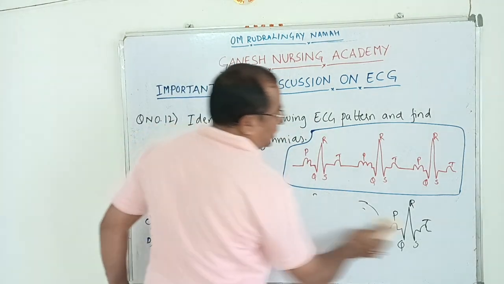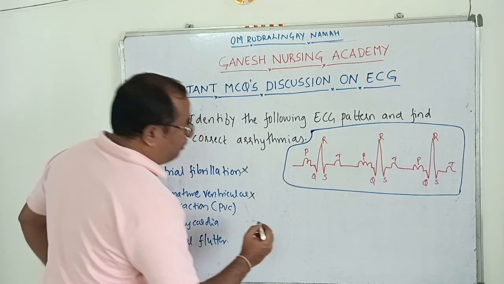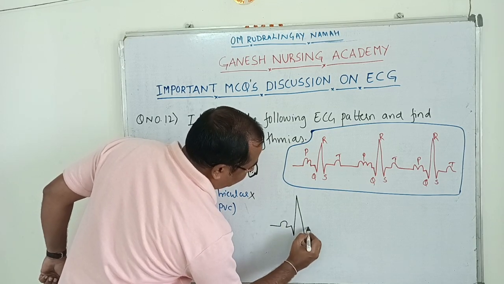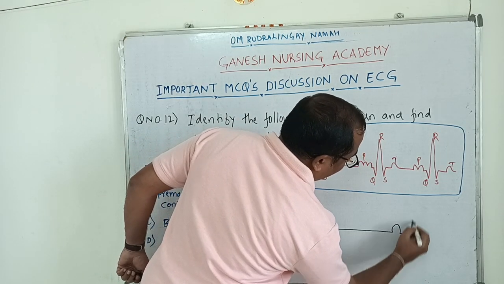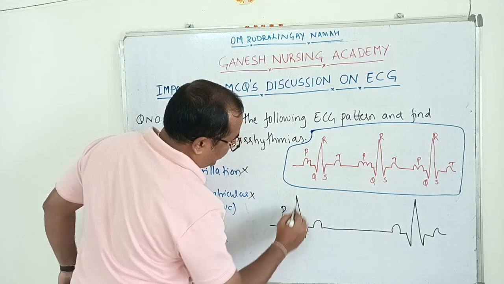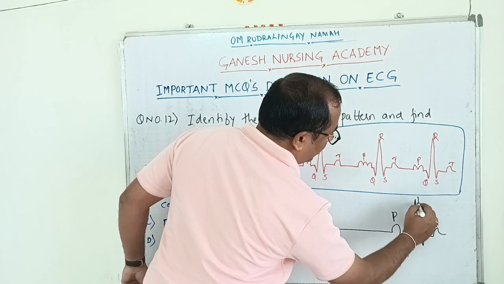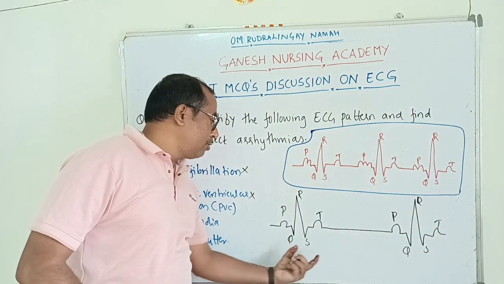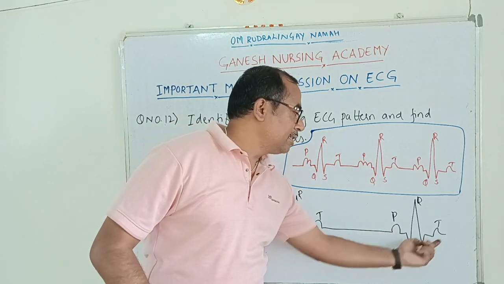Now let us see the next option, that is bradycardia. Okay. So what will be there in bradycardia? See here, there will be P wave, normal QRS complex, and T wave. But there will be a far distance. Again, there will be P wave, QRS complex, and then T wave. Okay. So P, Q, R, S, T, P, Q, R, S, T. So there will be normal morphology: normal P wave, normal QRS complex, normal ST segment and T wave.